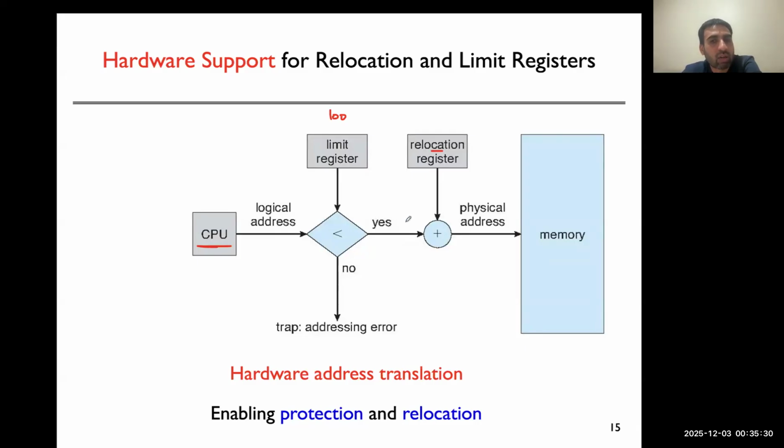And if the address is legal, then you relocate the address by adding the value of the relocation register to the logical address, which is converted into the physical address, and then you use it to access the memory.